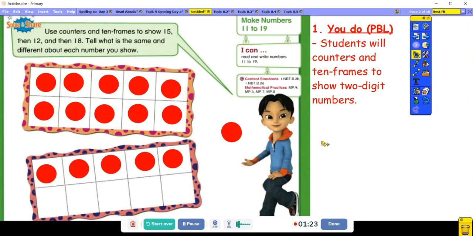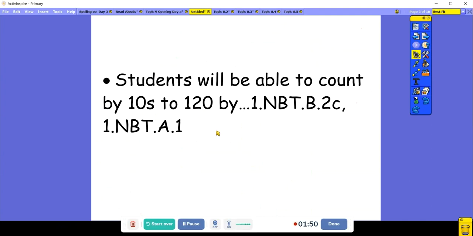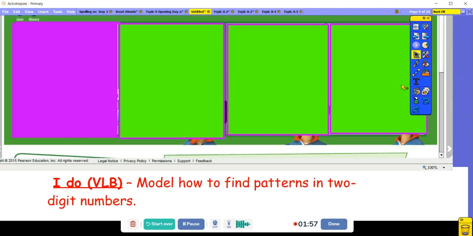Something I hope you've noticed is that we have one group of 10 filled and then some leftovers. So we could say one group of 10 and then 1, 2, 3, 4, 5 left over. We're going to use the concept of 10 frames that we've been using all year to help us when we're looking at tens and ones within 2-digit numbers. Taking that idea, students will be able to count by tens to 120, and these are the ways we're going to accomplish that.